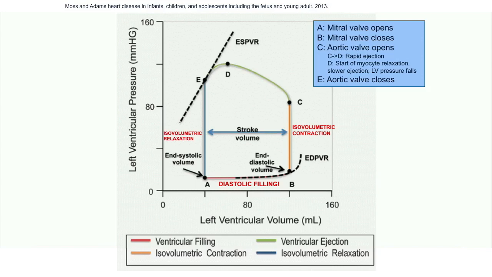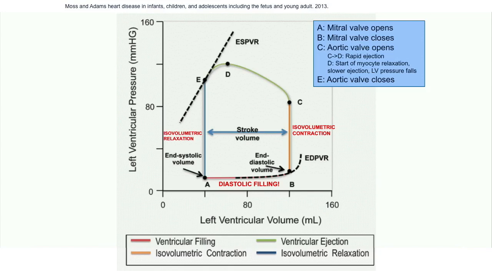And we're going to walk through the key features and relationships that can be examined as part of the LV pressure volume loop. So starting with diastolic filling, you have the mitral valve opening and the ventricle filling to end diastolic volume. Mitral valve closes in isovolumetric contraction, to the point where the aortic valve opens, you have ejection, rapid ejection, and then isovolumetric relaxation, and the cycle continues.